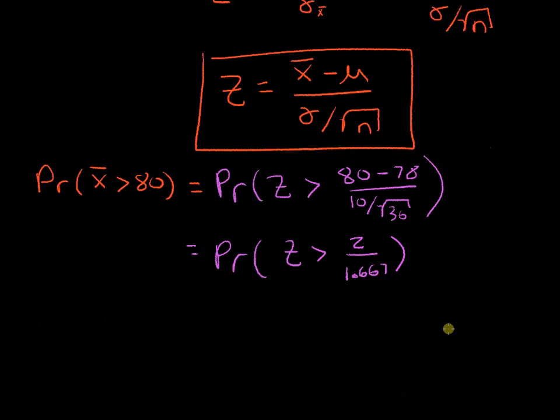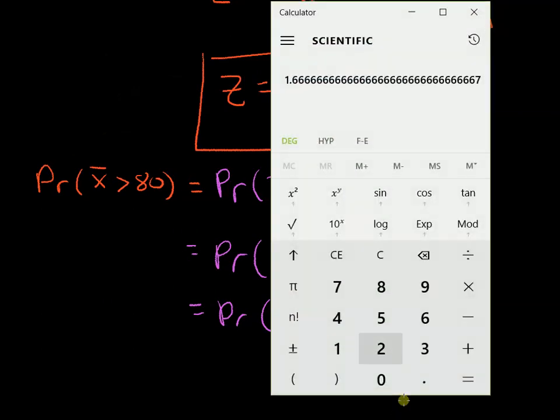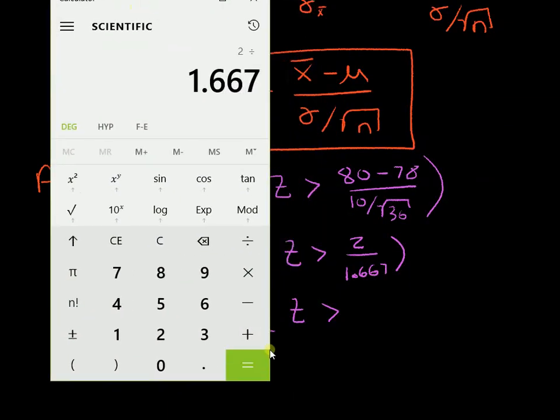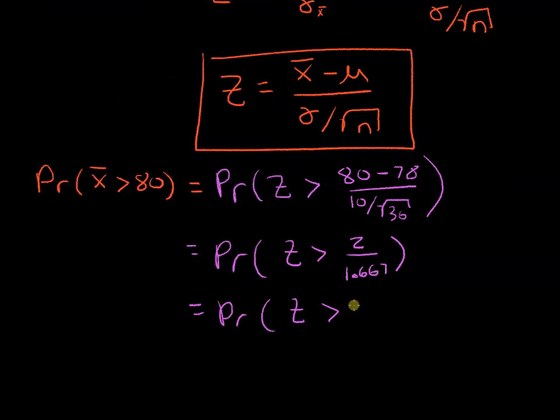All right, so the probability that z is greater than 2 divided by 1.667. All right, so let's do it. 2 divided by 1.667. All right. 1.199. Okay, now I need to round z to 2 decimal places, right? Because our table has 2 decimal places in it. So that rounds up to 1.2.